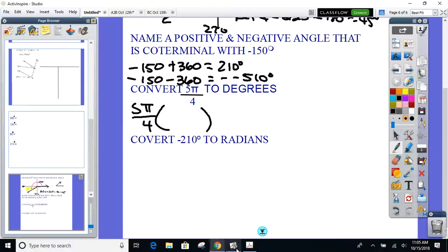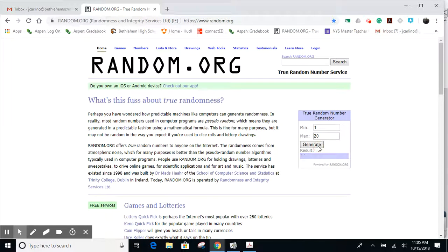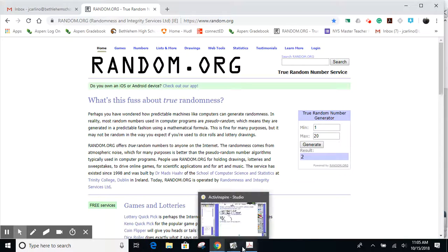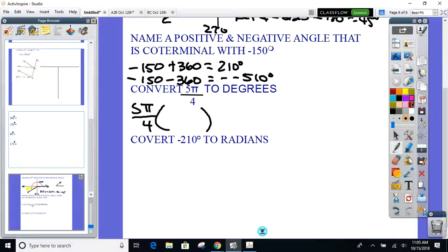What should I multiply it by? 180 over pi. Doing so eliminates the pi's, and that's why I ask your calculators out now. How many degrees now? 5 times 180 divided by 4. Pi's simplify out.